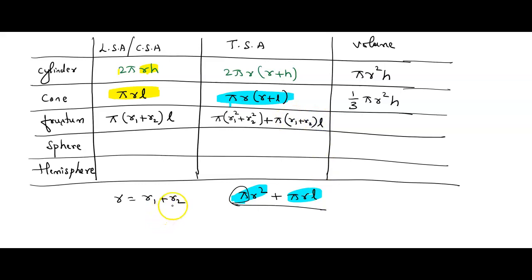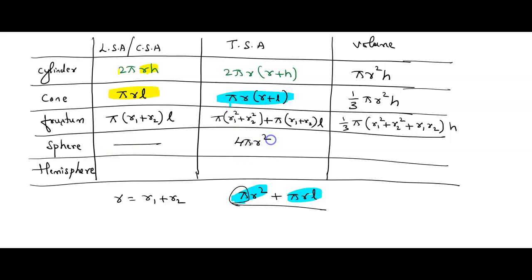Is this clear? Similarly, volume: 1 by 3 as it is, pi as it is. Compare with cone: r square becomes r1 square plus r2 square. One thing is extra, that is plus r1 into r2, into h as it is. So this is the frustum of a cone. Any doubts?